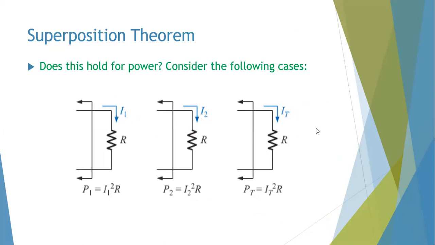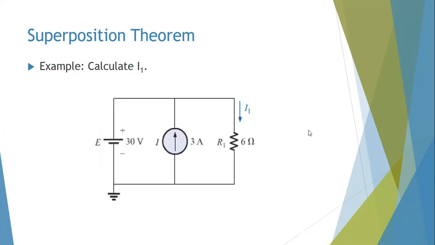Let's continue. Let's consider some examples of the superposition theorem. The first one is as follows. In this circuit, you have a voltage source of 30 volts, a current source of 3 amperes, and our aim is to find what current is actually flowing through R1, a resistor of 6 ohms.